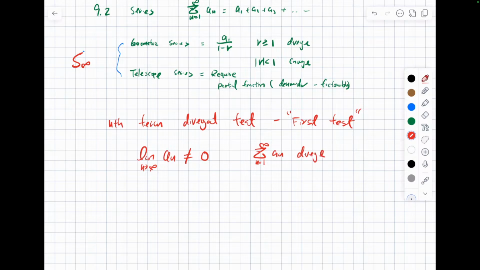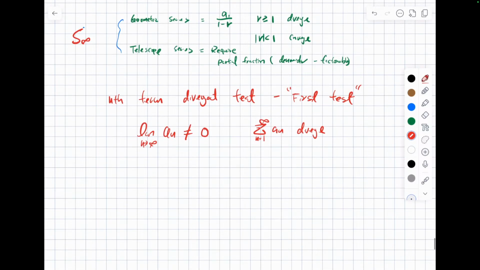Right? This is very easy. But what happens when the limit as n approaches infinity of a_n is equal to 0? Does that mean converge or diverge? This is inconclusive. Thank you. But today we're going to talk about this inconclusive in alternating series. So inconclusive. It could be diverge or it could be converge.